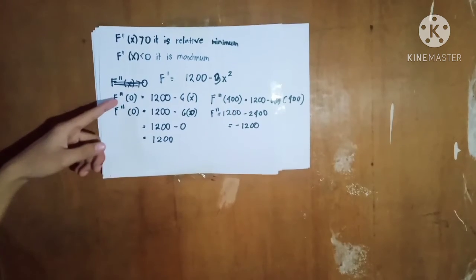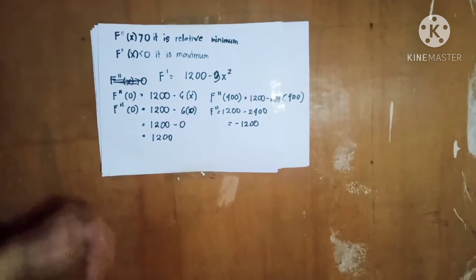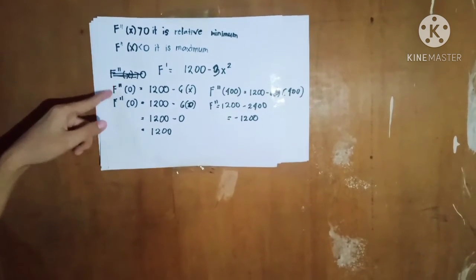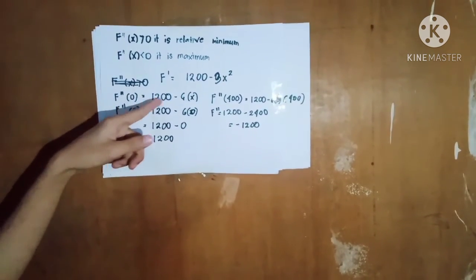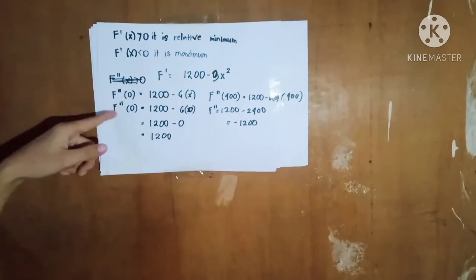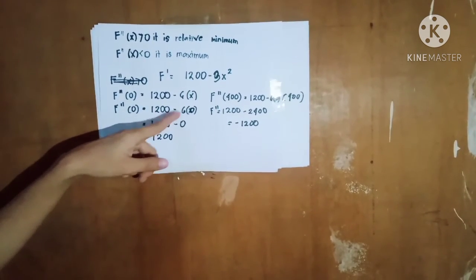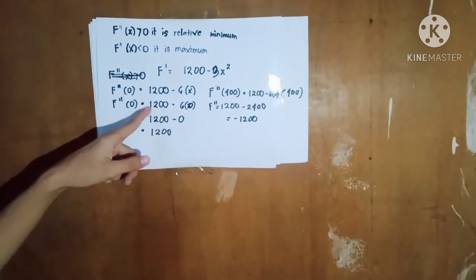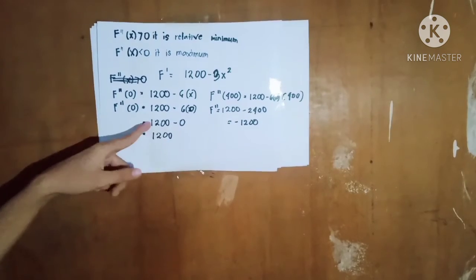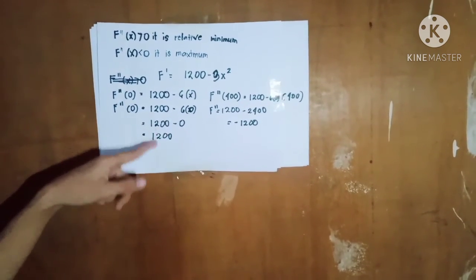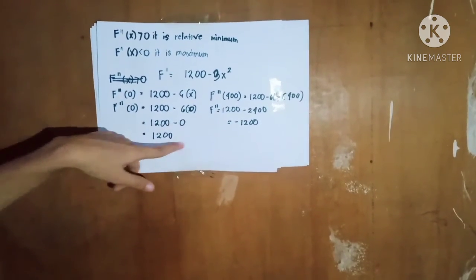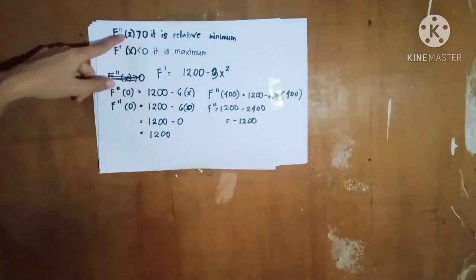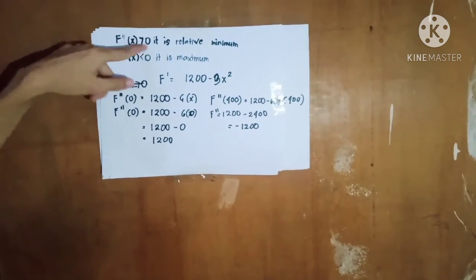So, ang gagawin na lang natin is substitute natin yung x to 0, kasi ito yung first factor natin kanina. So, f double prime 0 is equal to 1,200 minus 6x. Substitute natin yung 0. 6 times 0 is equal to 0. Bring down 1,200 minus 0 is equal to 1,200. 1,200 is a positive number. So, therefore, it is a relative minimum.